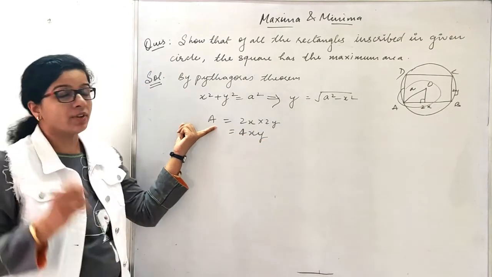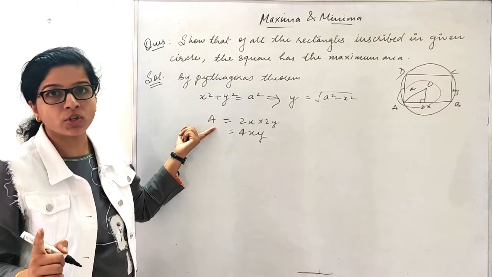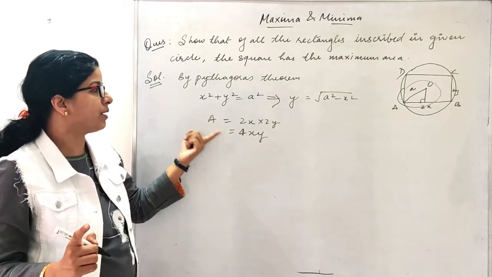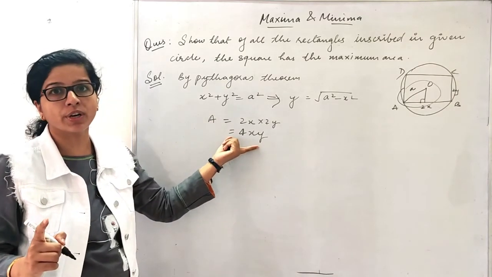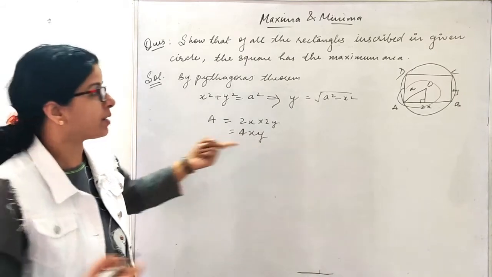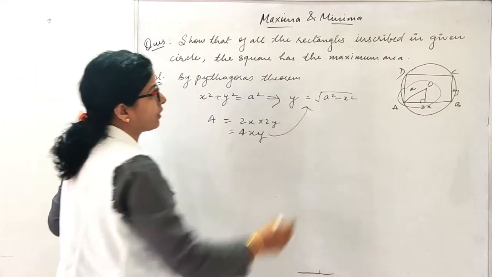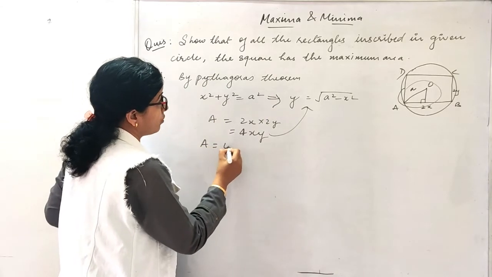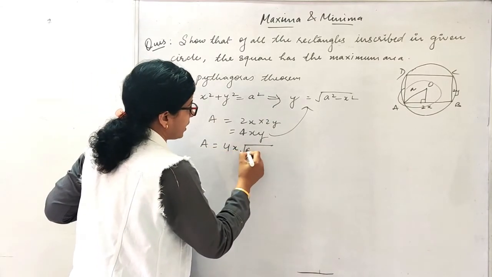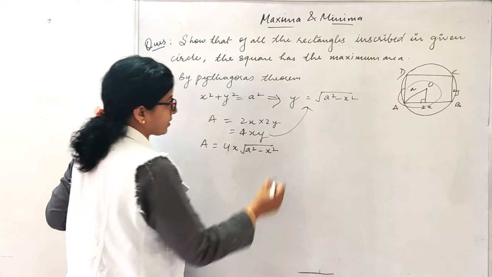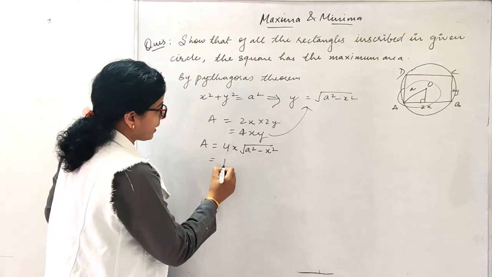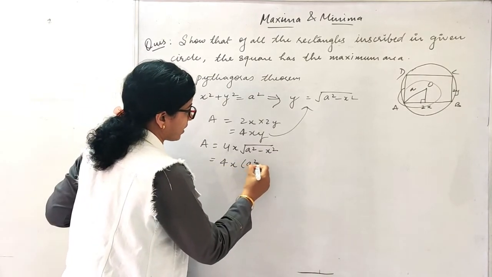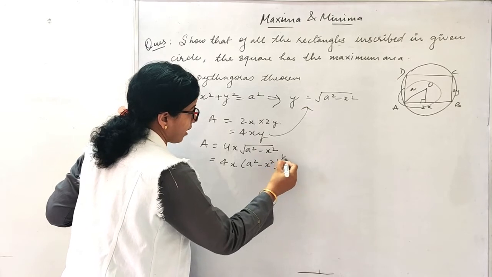Now, whatever is maximum or minimum is to be differentiated. It means I have to differentiate A, but I have two variables over here. So I'll change one of the variables using this equation. I have already calculated the value of y over here. So it means A is equal to 4x root a square minus x square, right? So I can write this as 4x into (a square minus x square) to the power half.